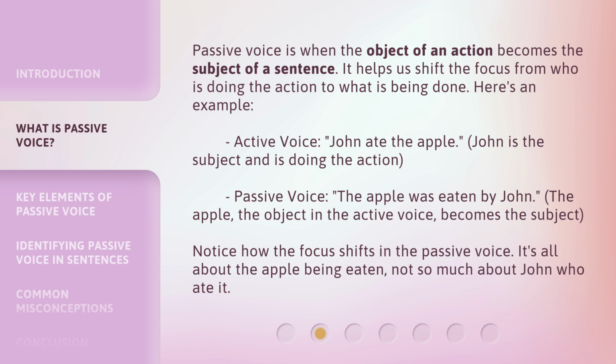Passive voice is when the object of an action becomes the subject of a sentence. It helps us shift the focus from who is doing the action to what is being done. Here's an example. Active voice. John ate the apple. John is the subject and is doing the action.